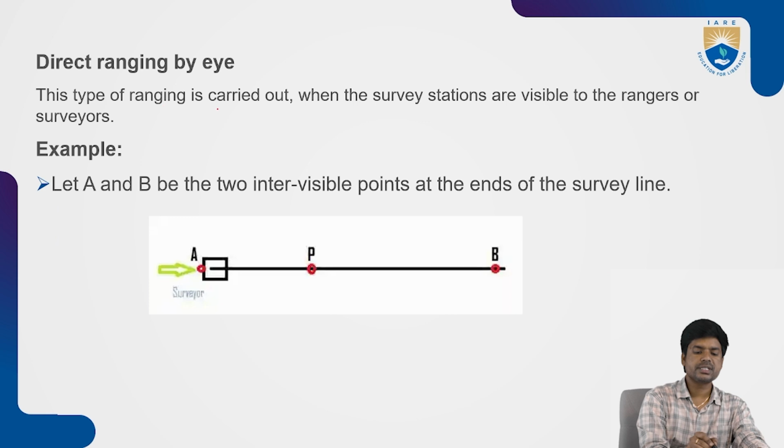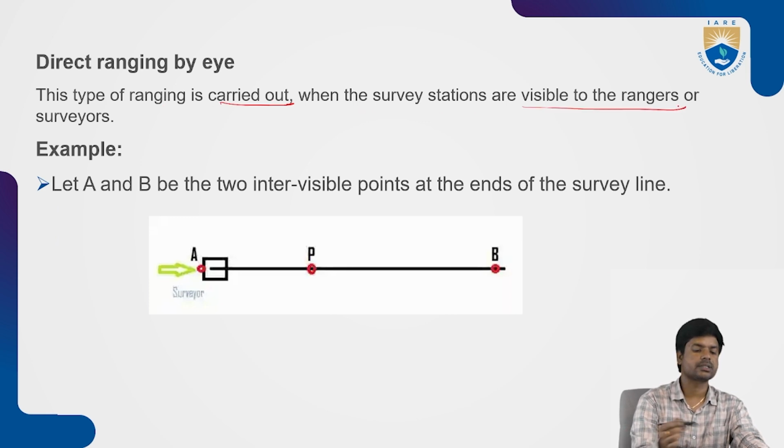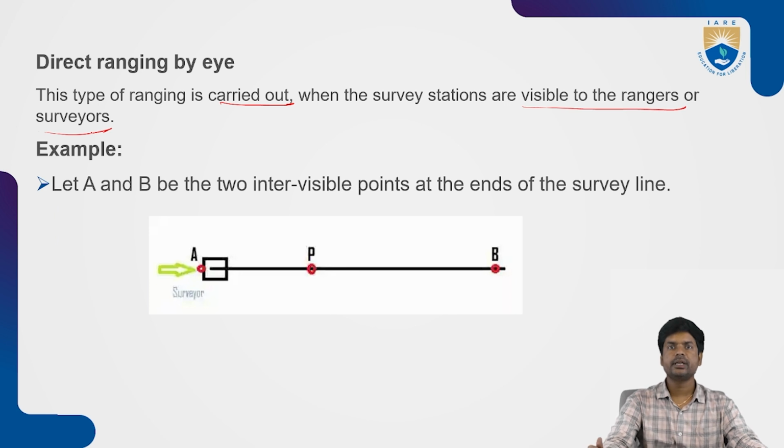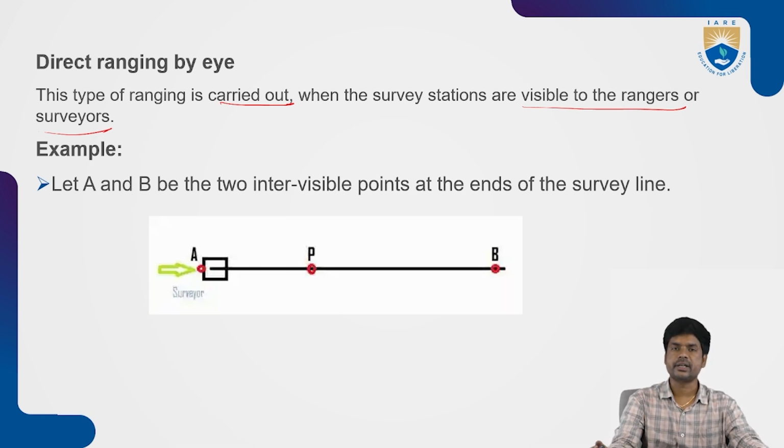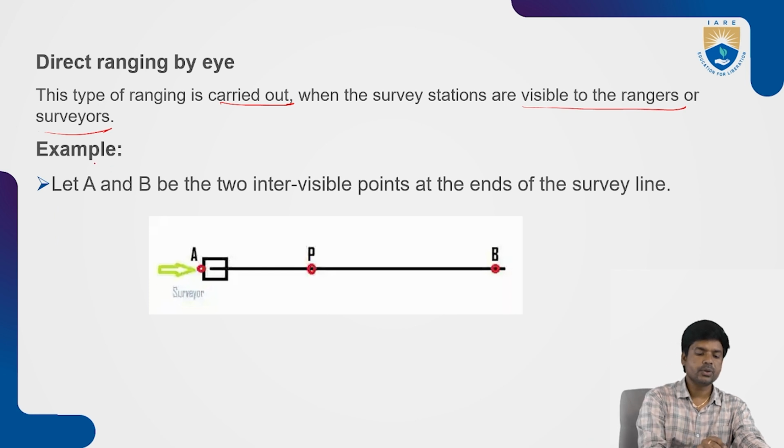This type of ranging is carried out when the survey stations are visible to the rangers or surveyors. This particular type of ranging is done when the two survey stations, suppose if you take point A and point B, these two stations are visible. We are going to use direct ranging. For example, take a line AB. I am going to mark point A and point B. These are intervisible points.